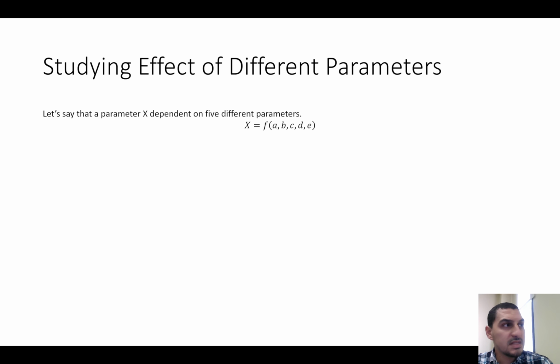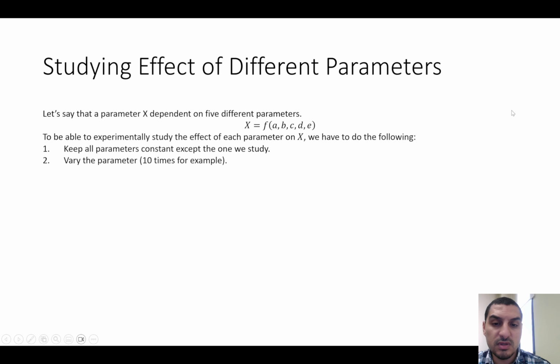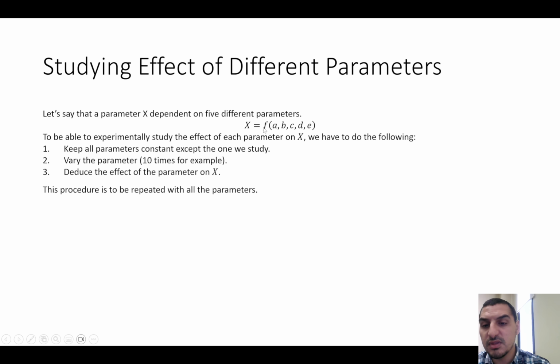So the simple thing that will jump into our minds is that we will fix 4 of them and change only one. And based on this, we can understand the effect of each parameter. So we will start with, let's say, a. We will keep all the other parameters constant. So we'll keep b, c, d, and e constant, and we will only change a. We will change a 10 times and then get the relation between x and a, and then repeat this for the other parameters.